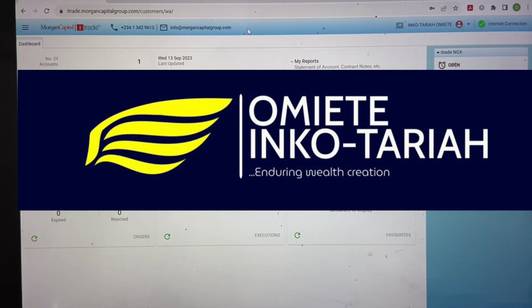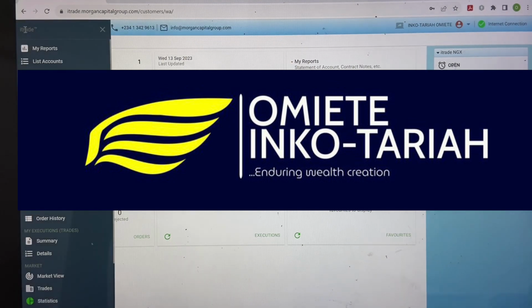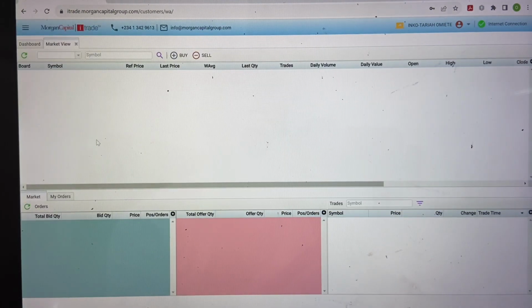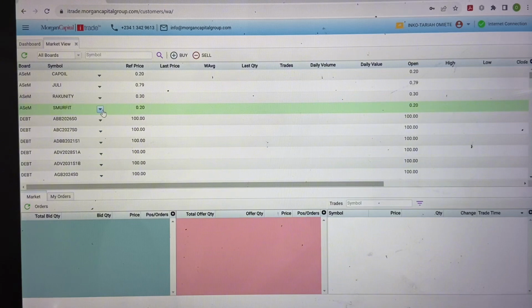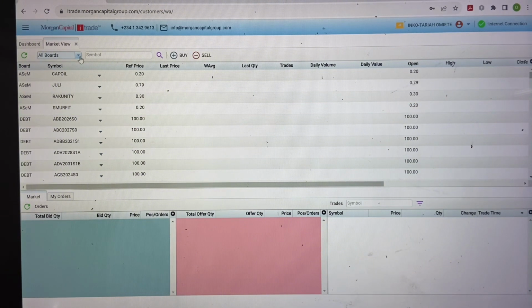Quickly, what to do next when you appear on the landing page is to go towards the top left where you see these three horizontal bars. Click on that and then scroll down to market view. As you can see, market view is here. Once you click on market view, it brings you to a dialog box that has all boards.